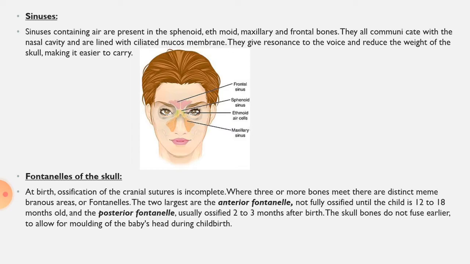Okay, now we will discuss the sinuses. Sinuses contain air cells that are present in the sphenoid, ethmoid, maxillary and frontal bones, and the sphenoid, ethmoid, maxillary and frontal air sinuses are called the paranasal sinuses because they drain into the nasal cavity. They all communicate with the nasal cavity and are lined with ciliated mucous membrane. This is very important. They give resonance to the voice and reduce the weight of the skull, making it easier to carry.